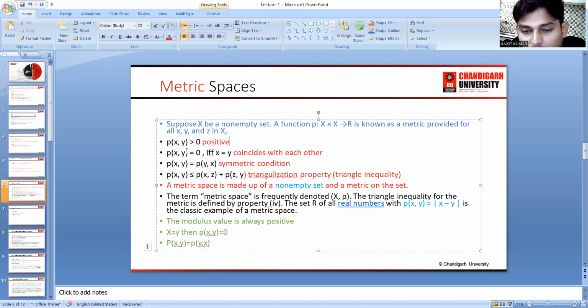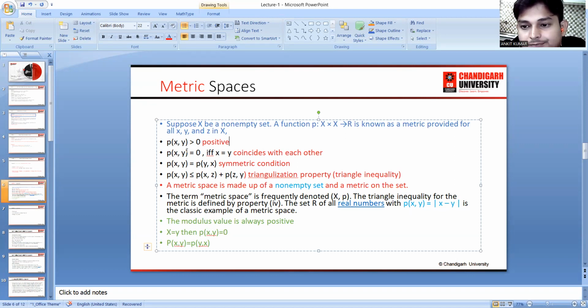So, if these four properties are covered by a space, then this space is known as a metric space. Any space becomes a metric space if and only if it satisfies the four properties.